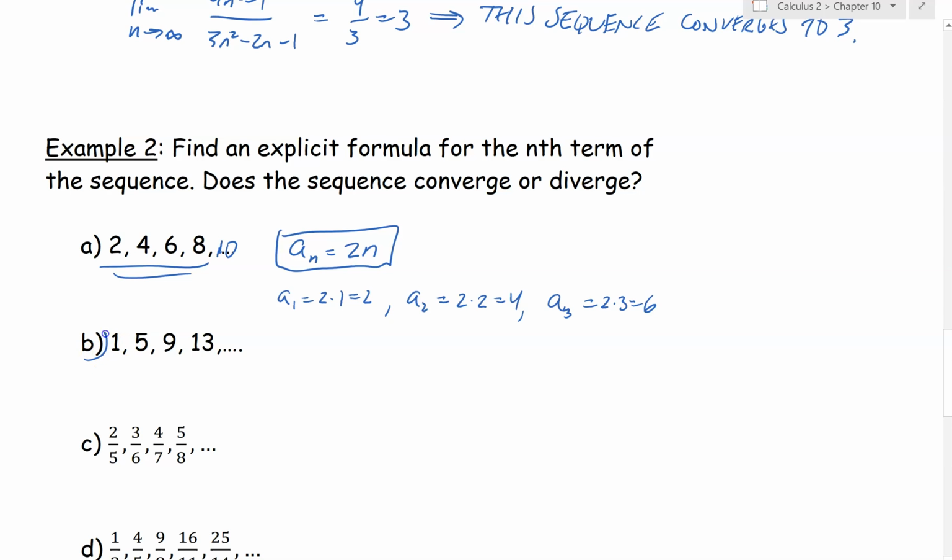Go ahead and try example B. See if you can generate an explicit formula that generates the numbers 1, 5, 9, 13, and so on. So press pause, and then start the video again when you're ready to see the solution.